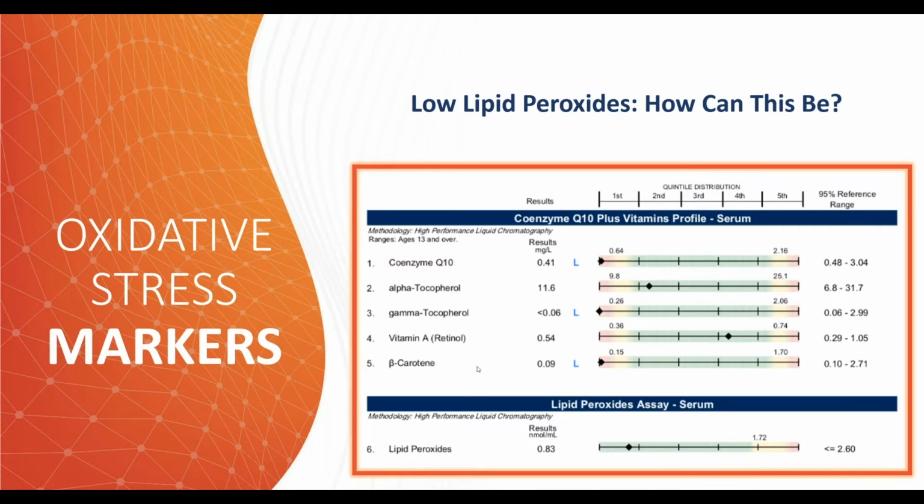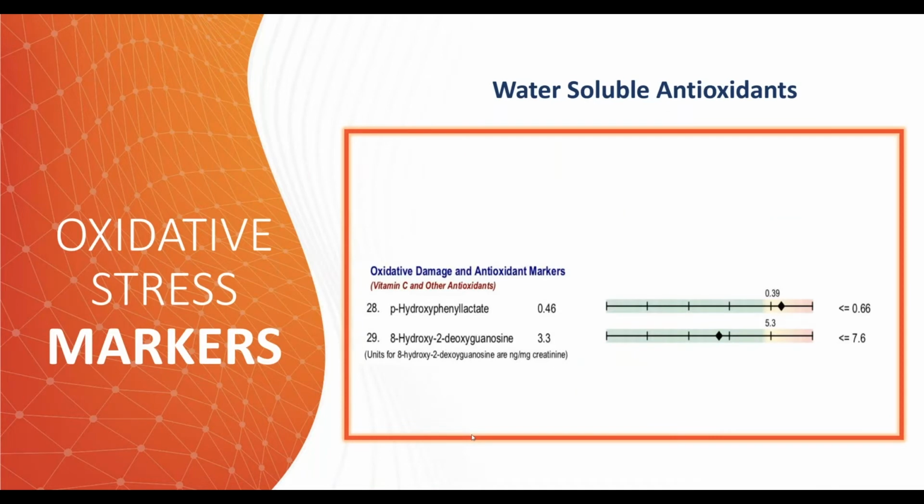And I think you'll find, as I have, the vast majority of people who have low fat-soluble antioxidants but low lipid peroxides are also going to have low omega-3s and omega-6s, okay? And I think I have some of those coming up in a little while. We'll have some examples of that too.